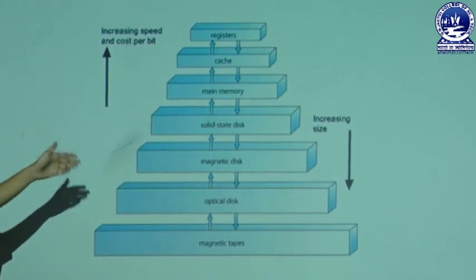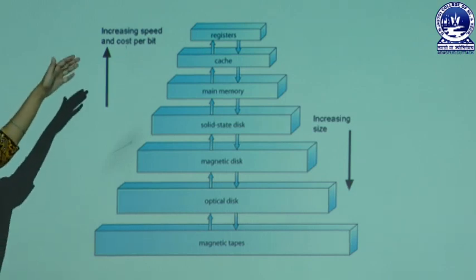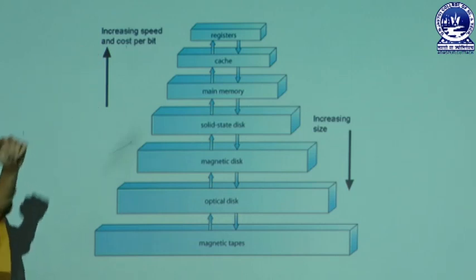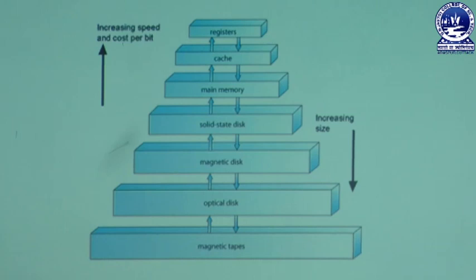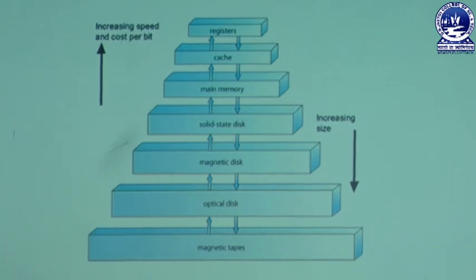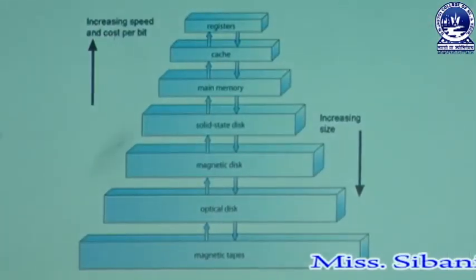Here we have a diagram. In this diagram, it represents the storage device hierarchy. On the top, we have our registers, and next we have the cache, then we have the main memory, then we have solid state disk, that is electronic disk, then we have magnetic disk, then optical disk, and finally the last one is magnetic tapes. So just look at this figure starting from the registers.